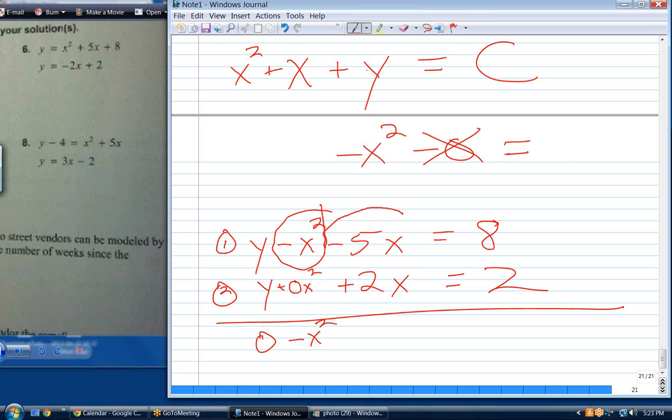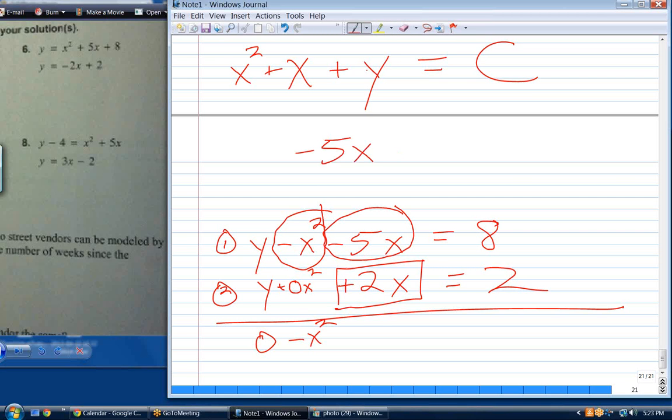Now what's minus 5x minus a positive 2x? Subtract those two. Subtract which two? The two that are lined up. The minus 5x minus the 2x. What's the answer to that?